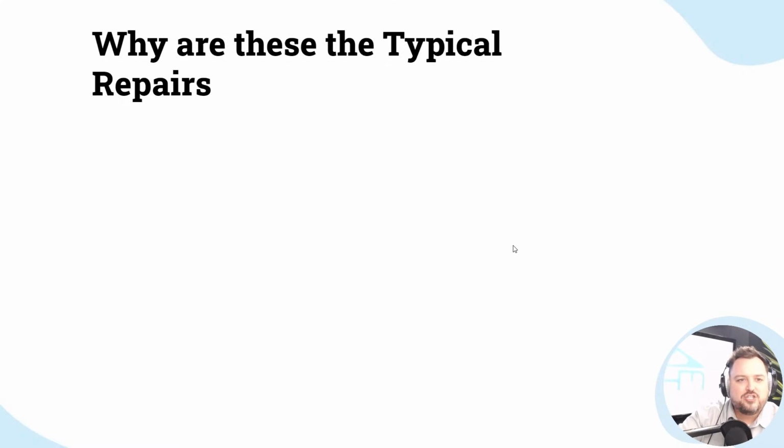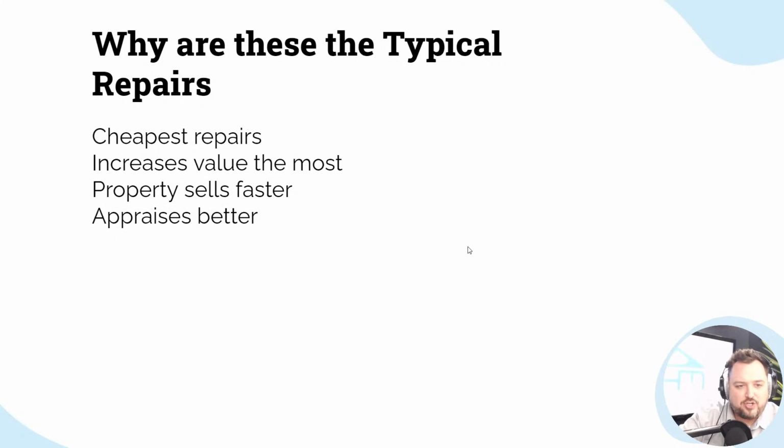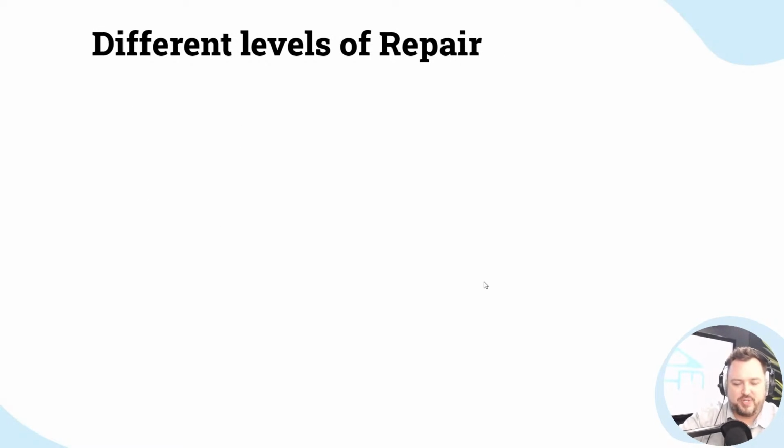These are the things that you can get the biggest bang for the buck. They're the cheapest repairs. They increase the value the most. The property sells faster. For example, new flooring and new paint really makes a property look amazing. And it's relatively inexpensive for the value that you get. It appraises better. You get a higher value appraisal when this comes in.